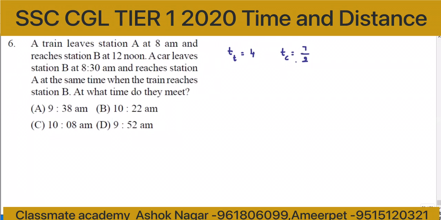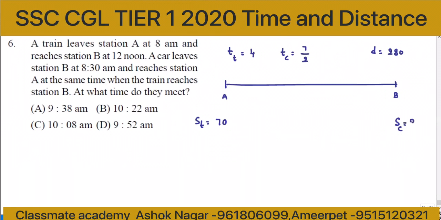But let's take a round figure, take 280 for your understanding purpose. Let's understand that the distance between the two stations A and B is 280. Can you tell me the speed of the train? It reaches in 4 hours, so 70. Speed of the car? 80. Because 280 by 4 is 70, and 280 by 7 by 2 is 80. That's how we have taken it.